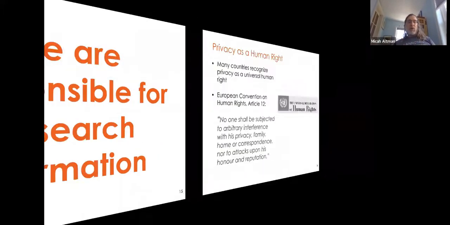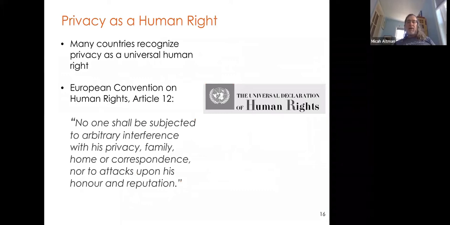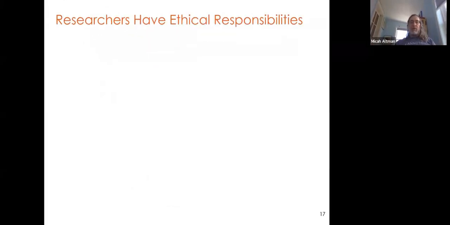So as researchers, we're responsible for information privacy and all the consequences of sharing information, at least ethically. Many countries recognize information privacy, and some recognize data protection, as a universal human right. This involves not only anonymity, but also characteristics like intrusion into your life, dignity, reputation, and control over your information.